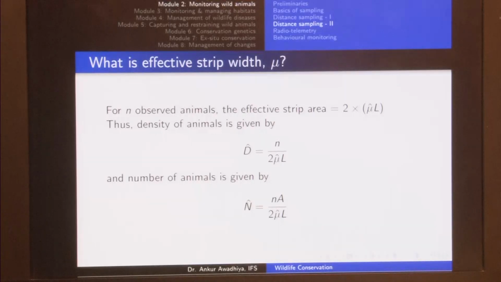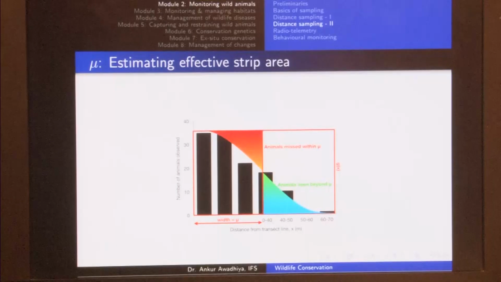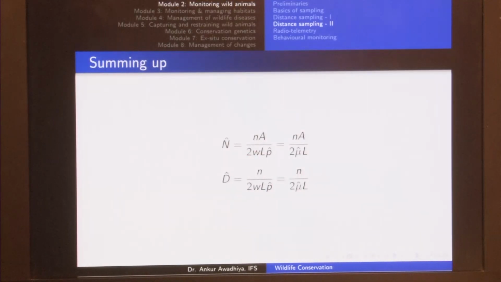All these formulae are not important for this course, but what we need to remember is that it is possible to find a value of g of x from which we can get a value of p hat, and it is possible to compute mu hat, the effective strip width, also from the g of x curve. Once we have done that, we can use this value of mu in our equation to get the density figures and the estimates of the animals within our forest.